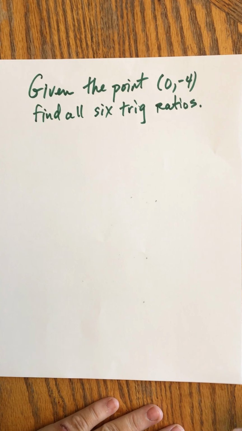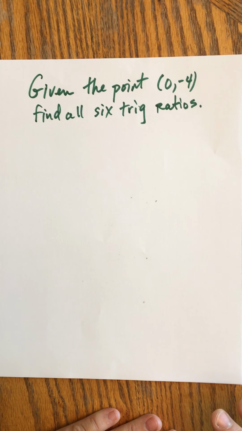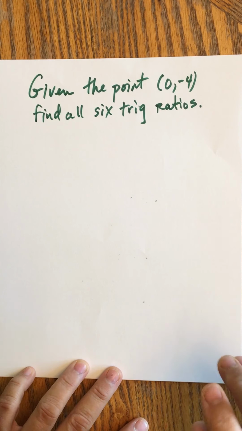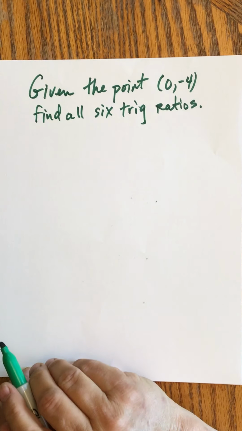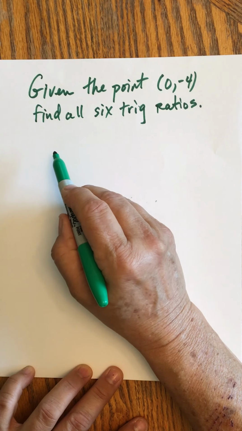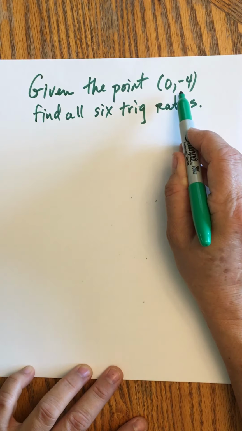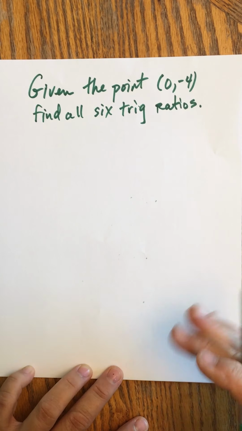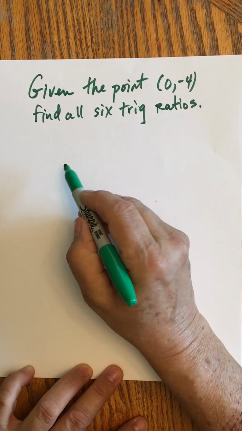Hello, in this problem we're going to look at finding all the 6 trig ratios if you're given the point (0, -4), so that's the x and y coordinate, and it lies on that circle that has that point. Alright, so first I just want to mention that what's a little odd about this is it lies right on the y-axis, right? It's 4 units down from the origin on the y-axis.